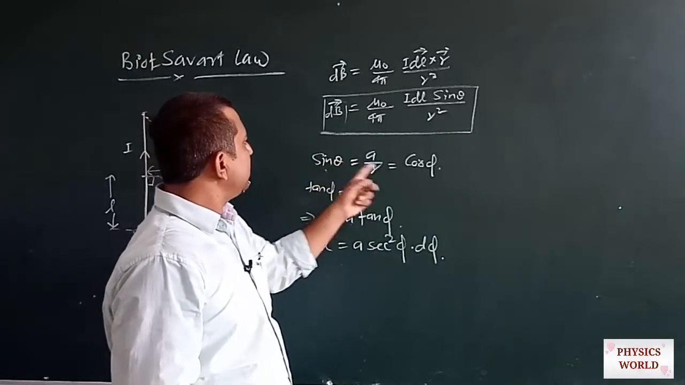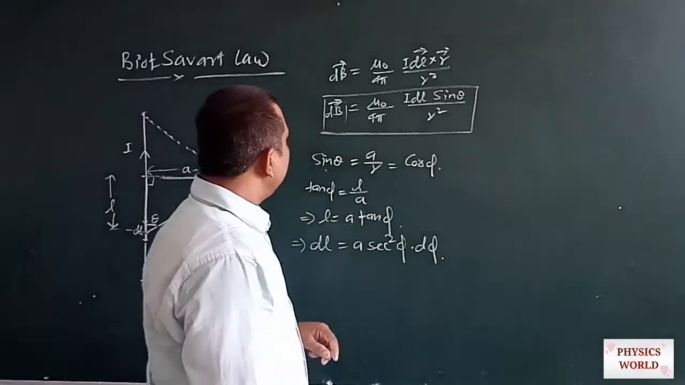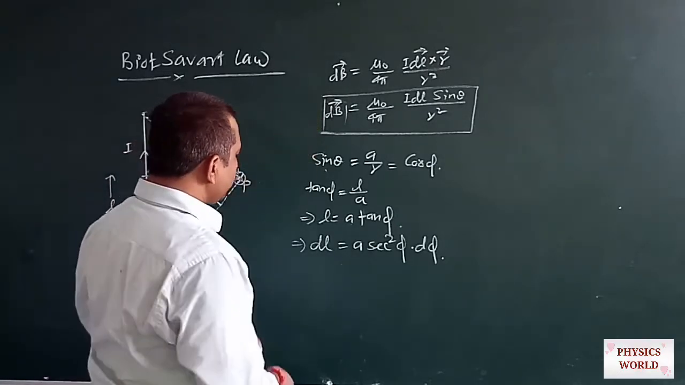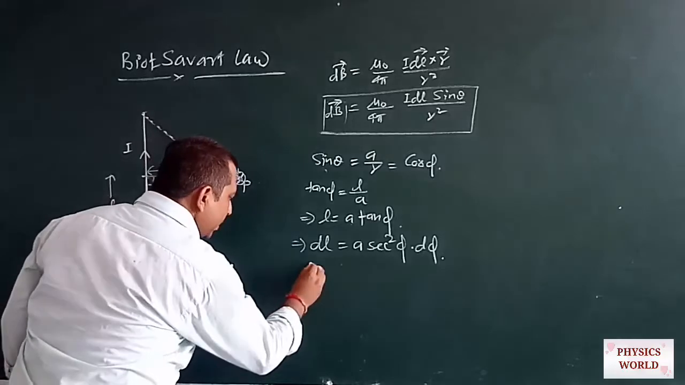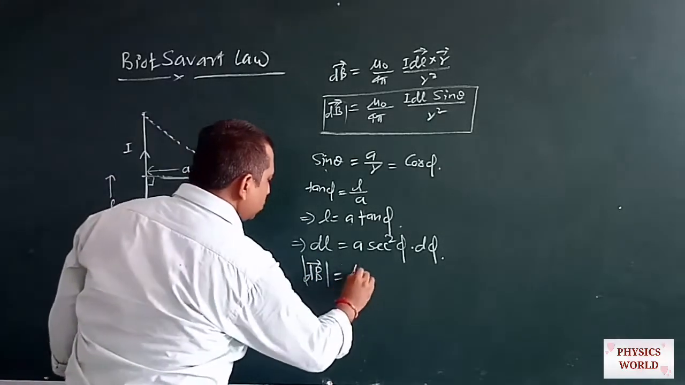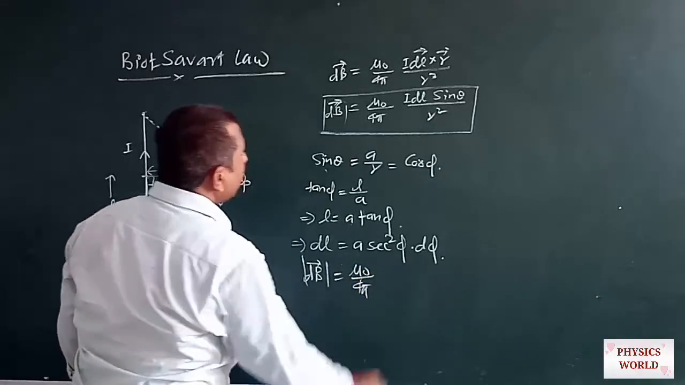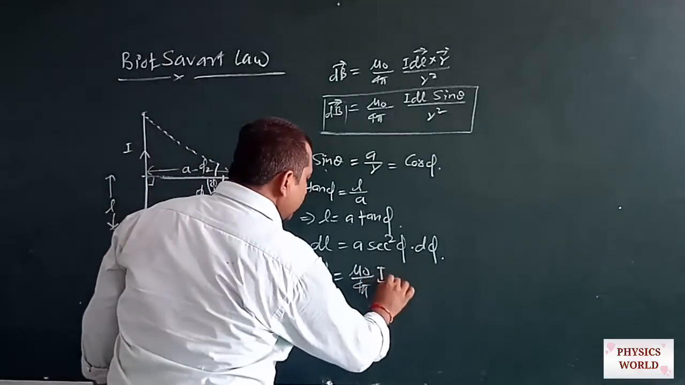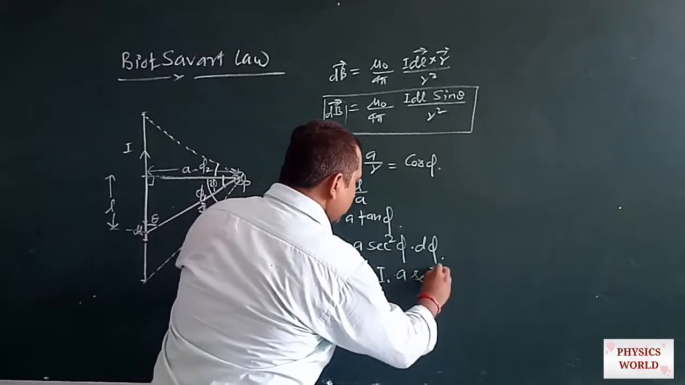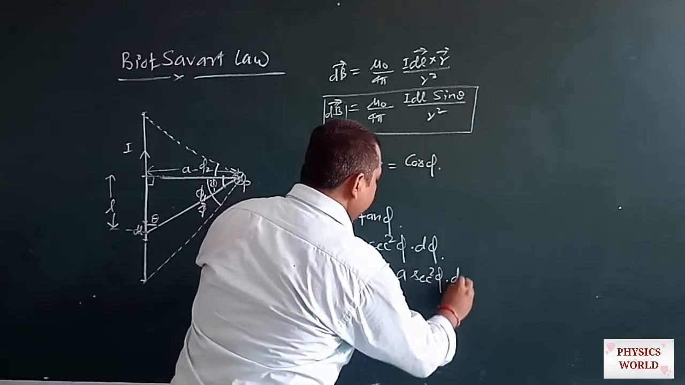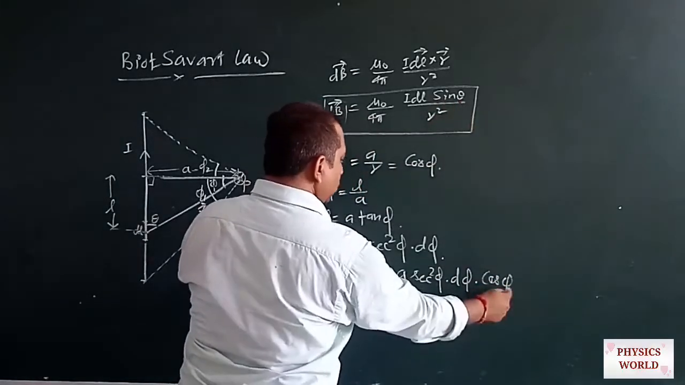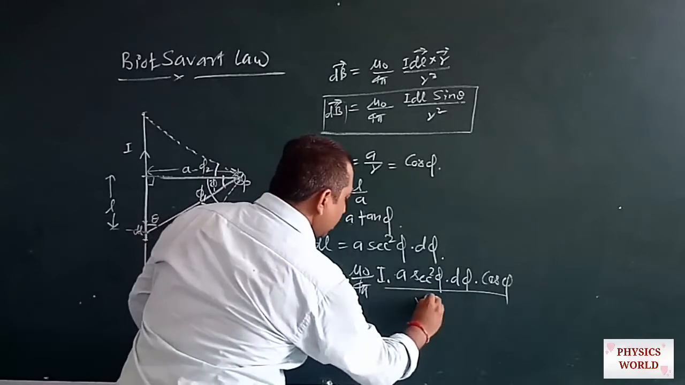The value of sine of theta becomes cos of phi, and if we put all these values in this equation, then we get the magnitude of the magnetic field B equal to mu 0 upon 4 pi, I into dl, that is a sec square phi dot d phi dot cos of phi, because sin theta equals cos phi, divided by r square.